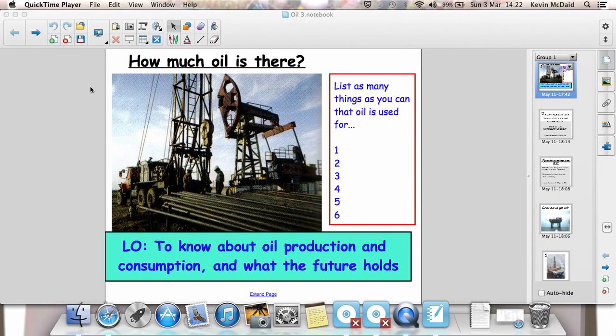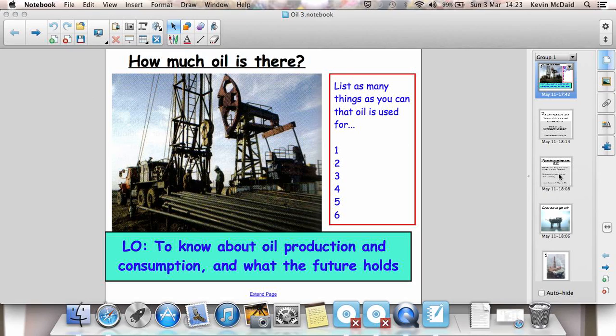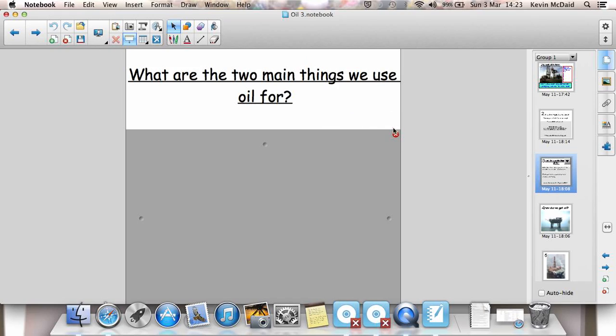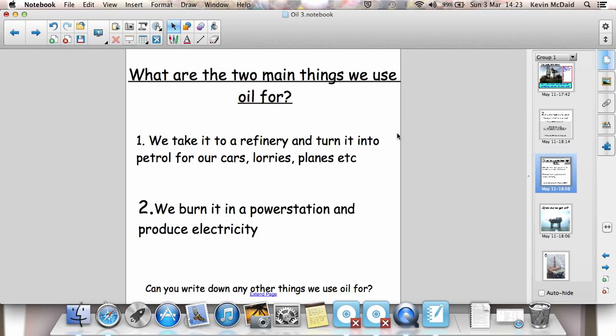Okay, one of the main resources that we use is oil. So this lesson is just simply about thinking about oil production and oil consumption. Oil production, where oil comes from and how we get it. Quite simply, two main things that oil is used for: fuel for vehicles and producing electricity in power stations.